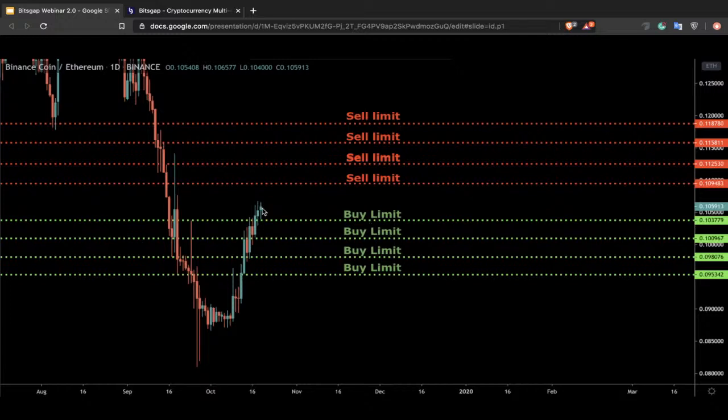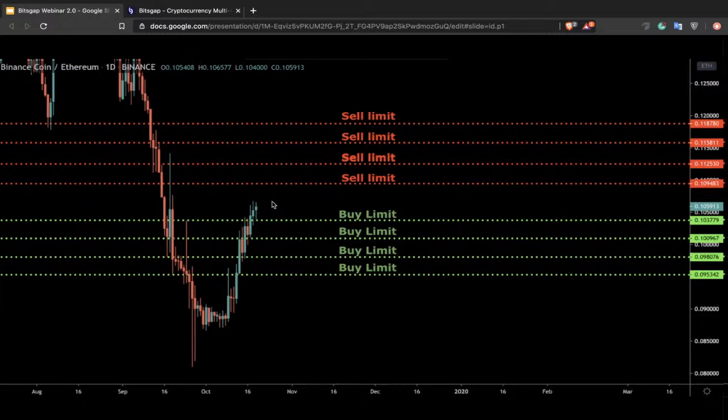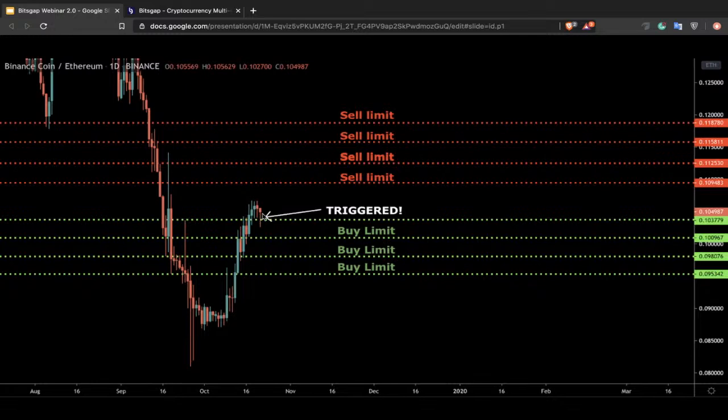So now watch what is going to happen. The price is moving downwards and it has eventually triggered the first buy limit order, as you can clearly see here. So that means that the bot will now execute the trade.